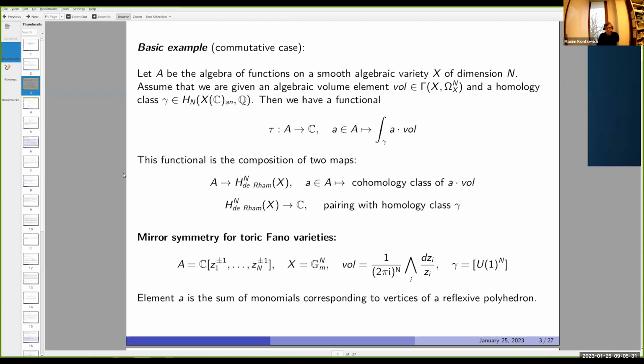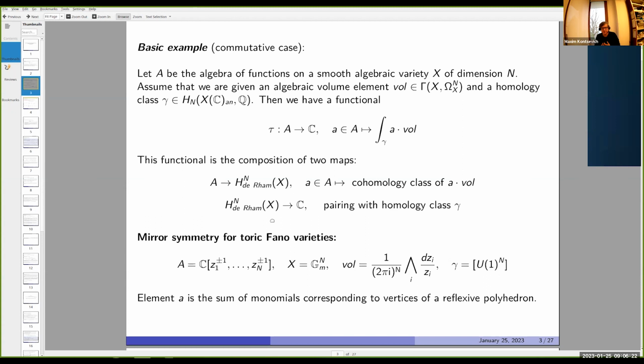And if you're interested in mirror symmetry for toric Fano varieties, this is the main series to consider. It's essentially the series which we have in this framework. Then the algebra is the algebra of Laurent polynomials, the variety is the multiplicative torus, the volume element is the product of d log divided by 2 pi i to the power n, and the integration cycle is the set of numbers with absolute value equal to 1. So this function is essentially the constant term of the series of a Laurent polynomial. And the generic series will be some nice holonomic function satisfying a linear algebraic differential equation, with integer monodromy, and so on.